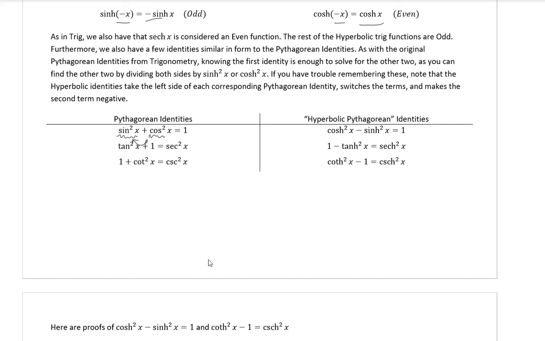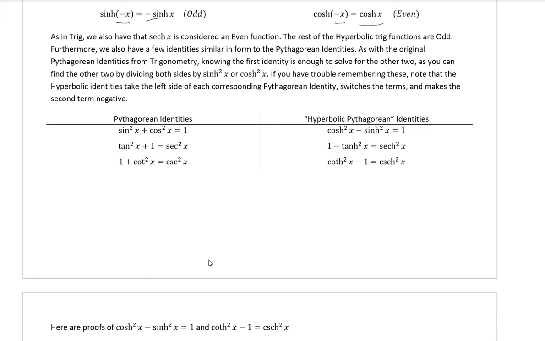Same is true for tangent. Switch tangent and 1, and you get 1 plus tangent squared. Make it a minus, and you get tanh squared. And then lastly, 1 and cotangent. So if you switch 1 and cotangent, you'll get cotangent squared minus 1, and if you make that hyperbolic, you make the middle a minus, and you're done. So that's a nice pattern way of identifying the difference between the two.